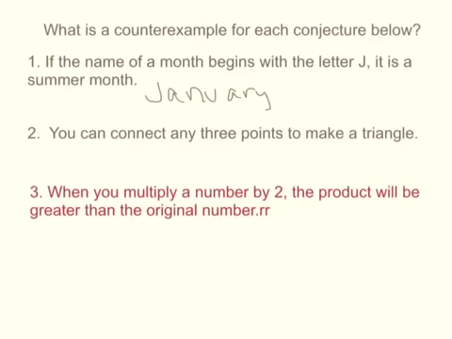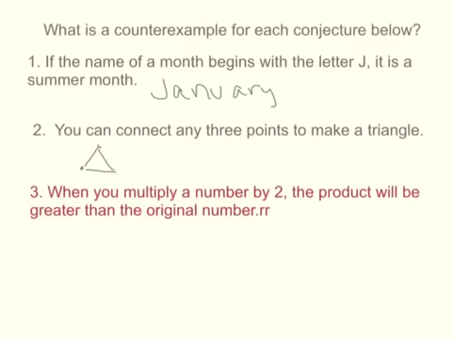Number 2, you can connect any 3 points to make a triangle. Well, I can draw 3 points and connect them and make a triangle. That is a true statement. However, can I take any 3 points and make a triangle? If you recall, earlier in the year we learned a term called collinear. And collinear means points that lie on the same line.